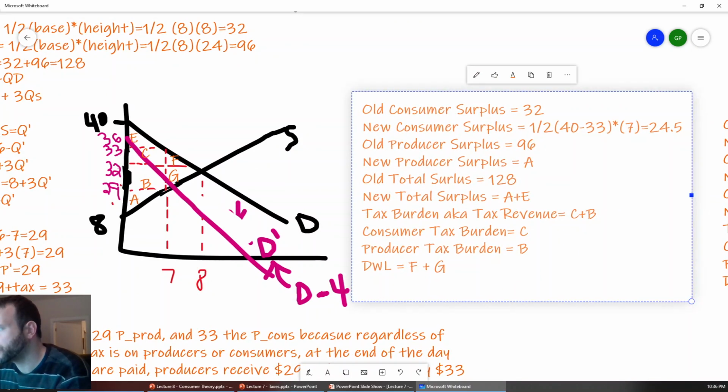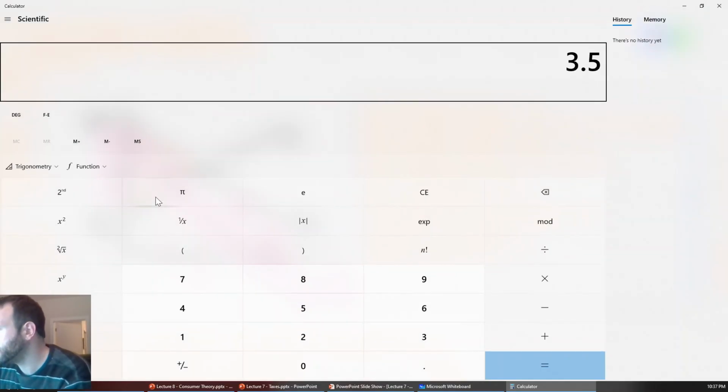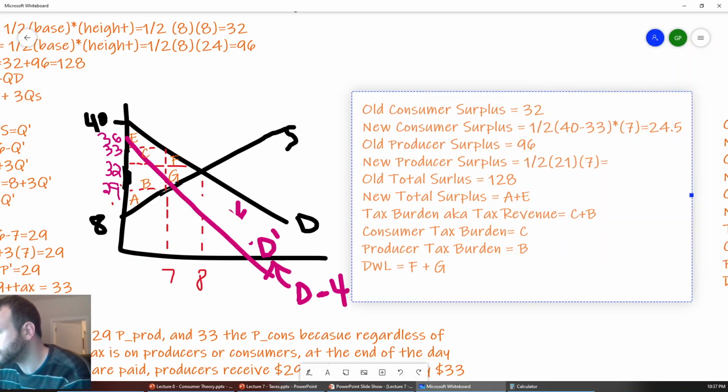Okay. What's the new producer surplus? The height is going to be going from 29 to 8. So 1/2, 21. What is the base? It's going to go from 0 to 7. So 7. So you're going to have 3.5 times 21, and I cannot do that in my head. So we're going to pull up the calculator. 3.5 times 21, 73.5.